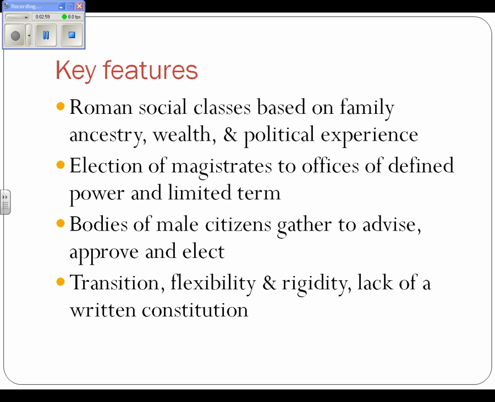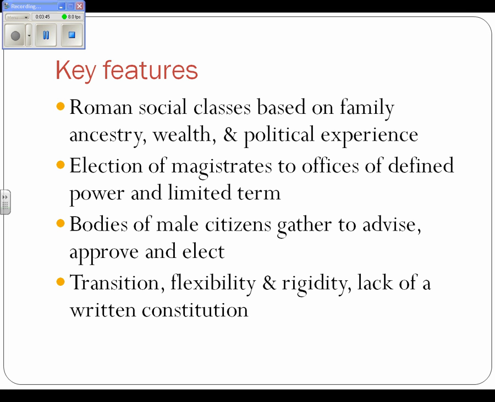Another feature of the Republic, one that our founding fathers very clearly found of appealing value, was the election of magistrates, of essentially elected officials, to offices that had defined powers and limited terms, so that the idea of someone becoming president for life or consul for life was not possible within the Republic until some very strange people came along and tried to do such things.